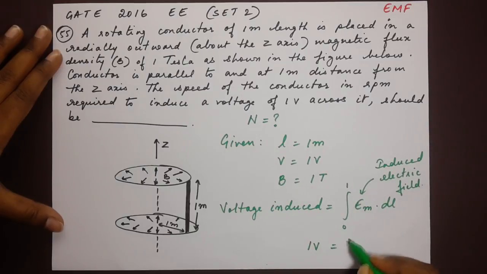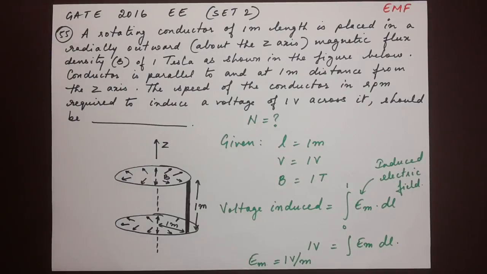Now the voltage induced is 1 volt, that's what we have already. So 1 volt is equal to integral of EM dl. So we can write this in terms of EM, or the induced electric field is 1 volt per meter. Do you see that? If the induced voltage is equal to the integral of EM dl, now this is with respect to the length. So we write EM as 1 volt per meter. Okay, so that's our EM. Now we will have to write it in terms of velocity. I'll explain why. Let me write it here.